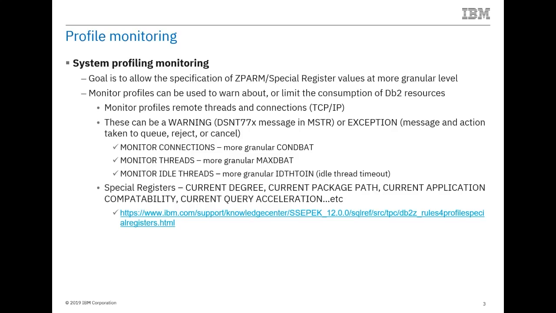We'll talk about special registers as well. And they can be in the form of a warning or a profile. Obviously, a warning just pushes out a DSNT 77 message into the master job log. An exception is going to take action on your behalf. It's autonomic. So the main things we're managing in the distributed environment are connections, i.e. related to ConDBAT, threads or DBATs, which is a more granular max DBAT, and of course, monitoring idle threads, which is similar to IDTHTOIN.